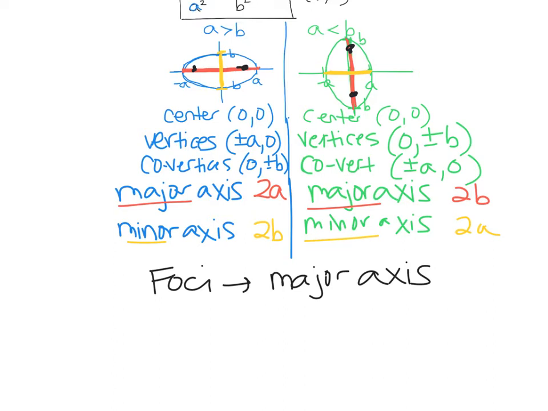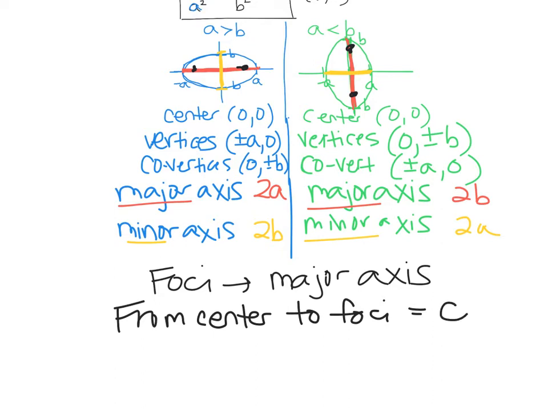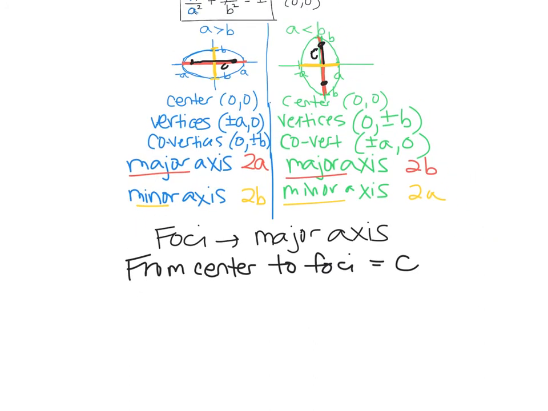Well, the foci are going to be a distance of C from the center, okay? So we'll write that down. From the center to the foci is equal to C. That's very important. So this distance here and here is equal to C. Same thing up here, that's C also. Now, the important thing is how are we going to find C? Do you remember parabolas? We found C by doing A equals 1 over 4C.